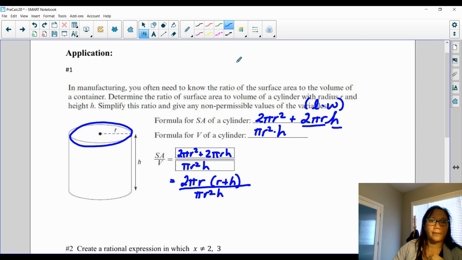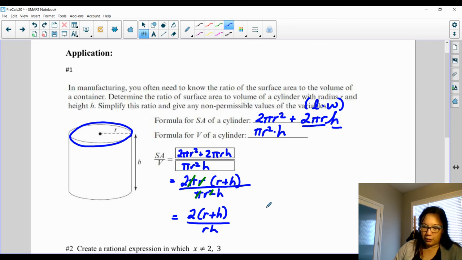Now I'm going to reduce whatever I can. So they both have a pi that can be reduced. They both have an r that can be reduced, although here I'm still left with an r. So the simplified version of the ratio of surface area to volume for a cylinder is 2 times r plus h all over rh. Now I have to give my restrictions.